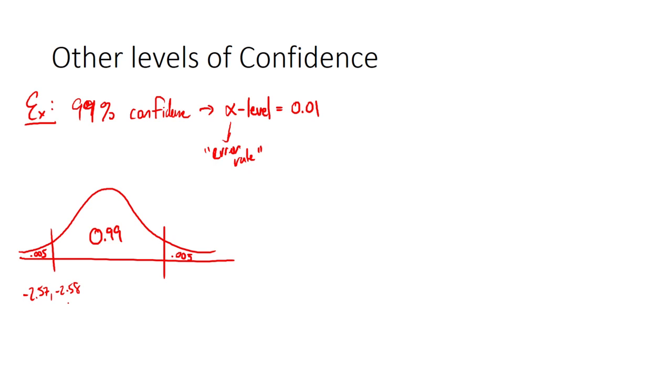Negative what? 2 point what? Negative 2.57. You see where it jumps from like 0.0049 to 0.0051. And since it's equidistant, remember we average those out. So we would average those out to negative 2.575. So that would be the multiplier.